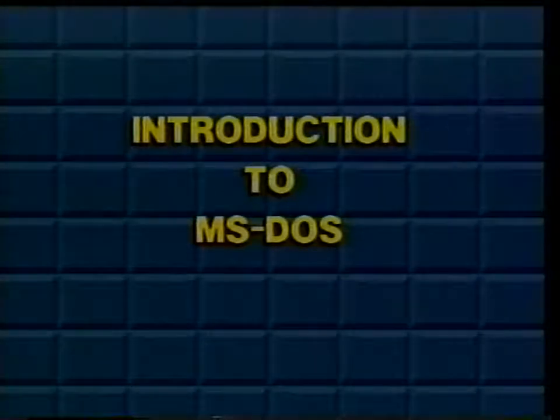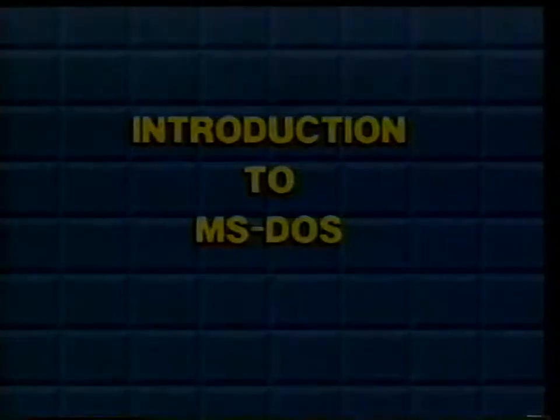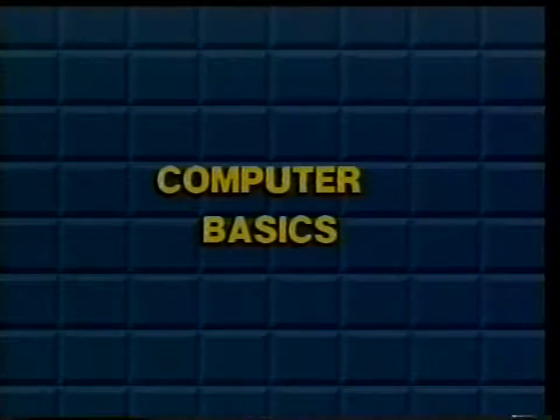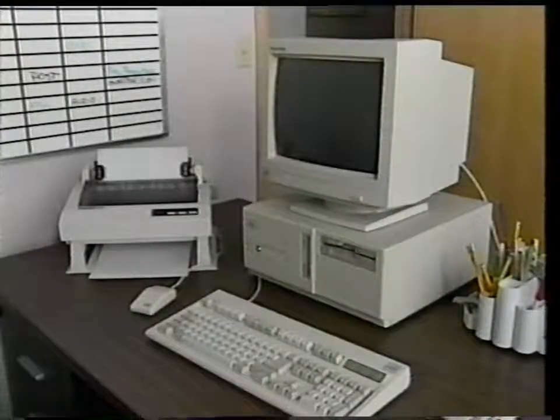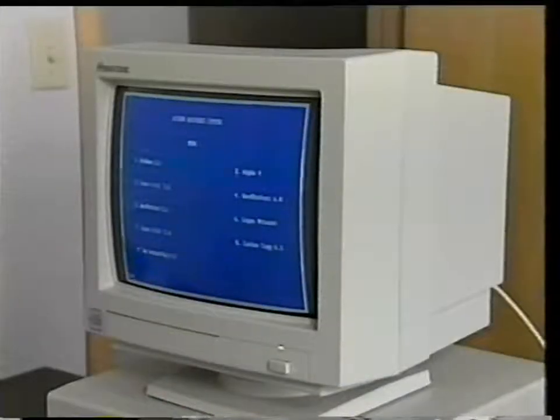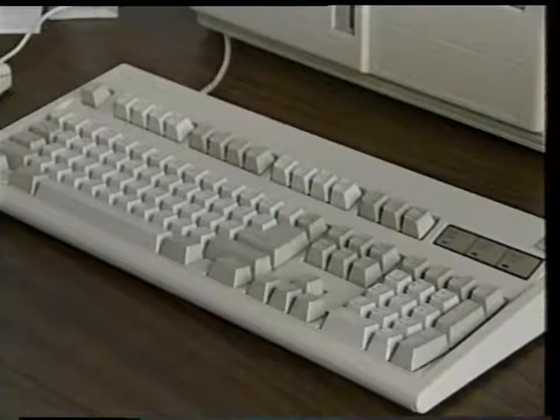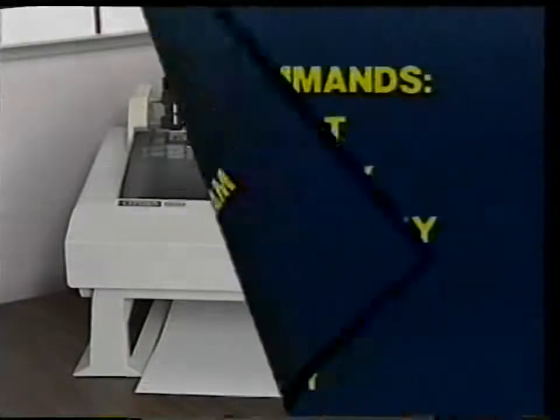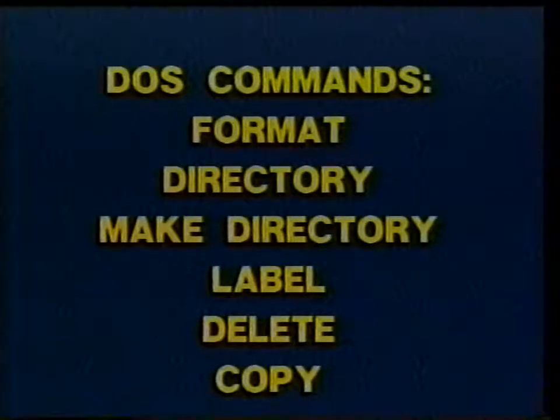Introduction to MS-DOS. In this presentation, we will explain the various components of a computer system, including the CPU, monitor, keyboard, and printer. We'll cover the basic DOS program commands, such as format, directory, copy, change directory, make directory, and many more.